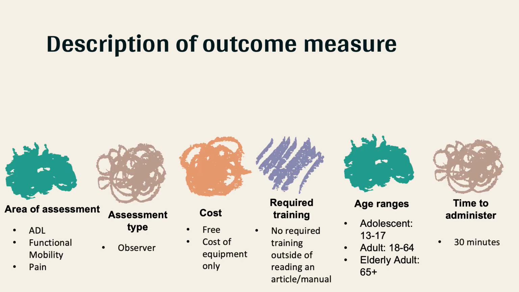So, the areas of this assessment focus on ADLs, functional mobility, and pain. The assessment type is an observation. The cost is free outside of the cost of the equipment that you will need for the assessment. And there is no required training outside of reading an article or a manual that comes with this assessment. The age ranges from adolescent all the way to elderly adult, and it takes about 30 minutes to administer this assessment.